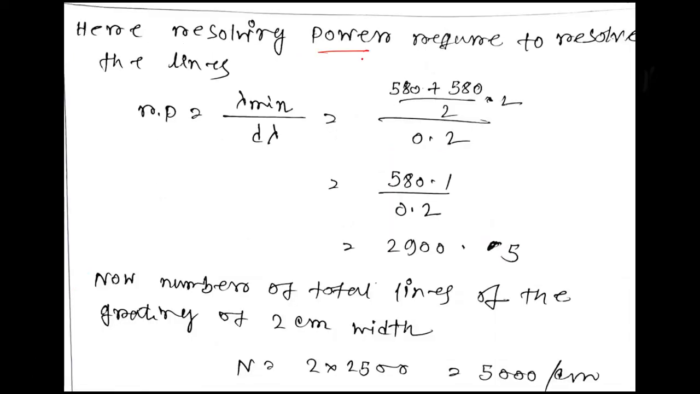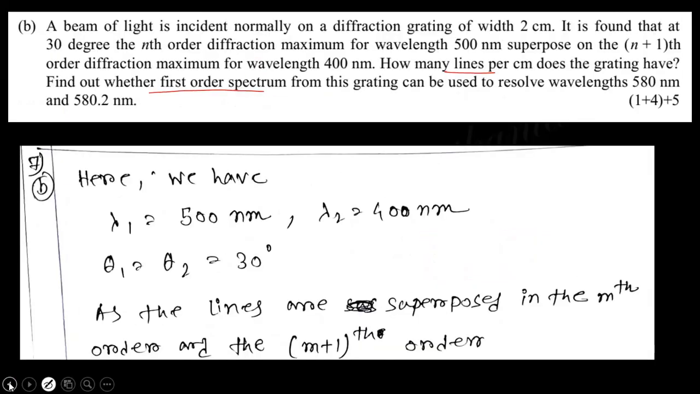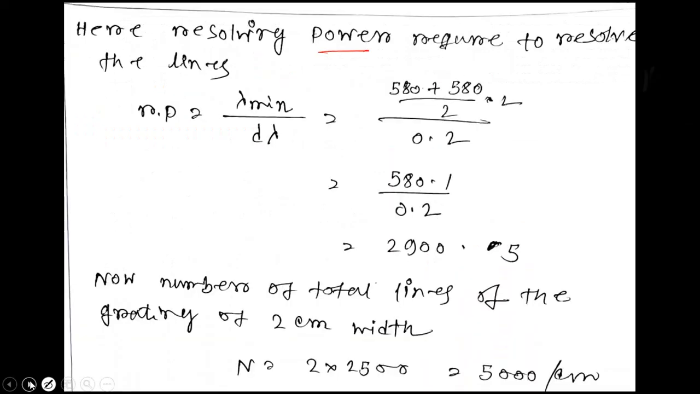Here the resolving power is nothing but lambda mean by d lambda. Lambda mean means the average of these two, and d lambda is the minimum separation, which you can see is 0.2. Clear? So lambda mean is 580.1, like that. So finally we got this example, and the number of lines per centimeter of the grating will be like that.